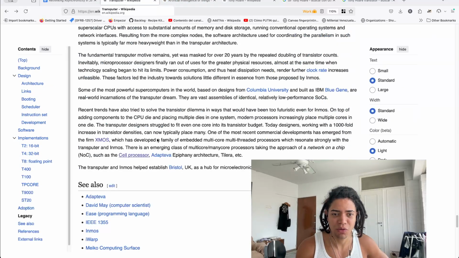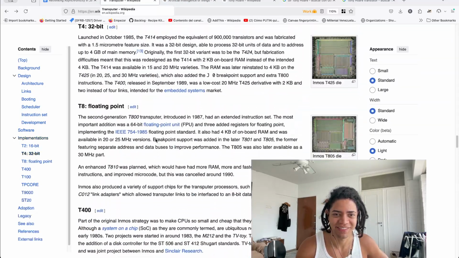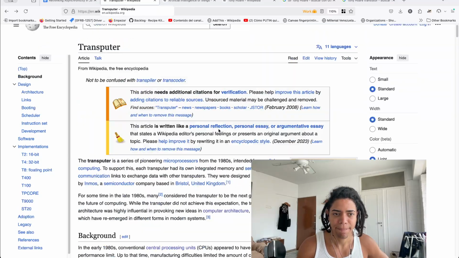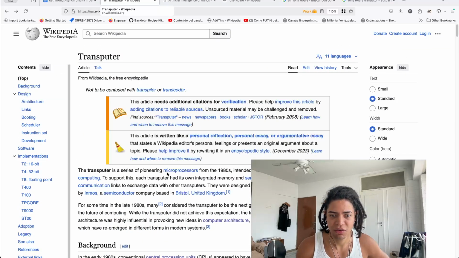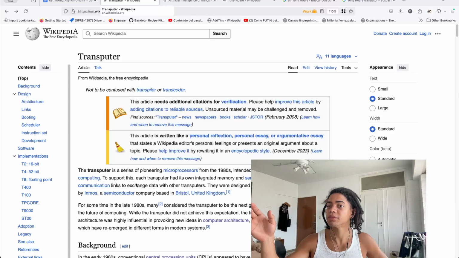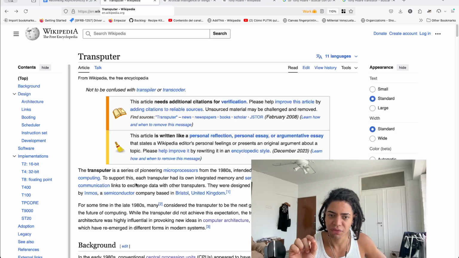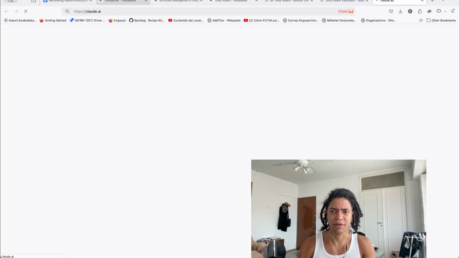A transputer. Okay. One is the CPU and the other is the transputer. It's a series of pioneering microprocessors from the 1980s intended for parallel computing. Exactly. Because at the end of the day, we are working with a CPU, right? This central processing unit, general purpose, right? But now these are very specific for this. What is the main use case?